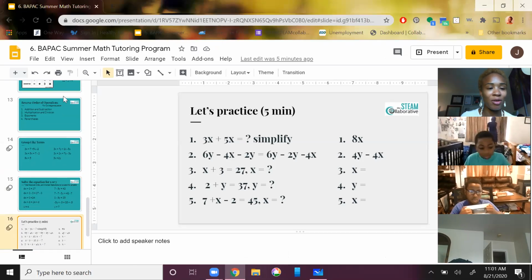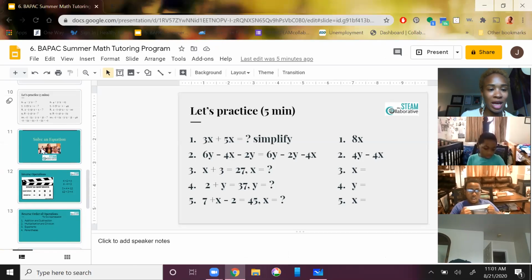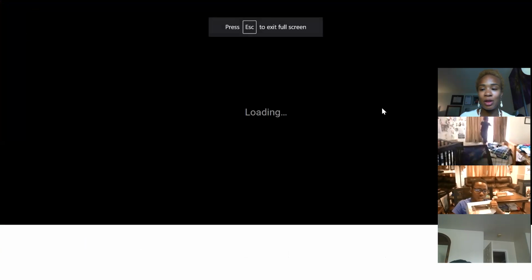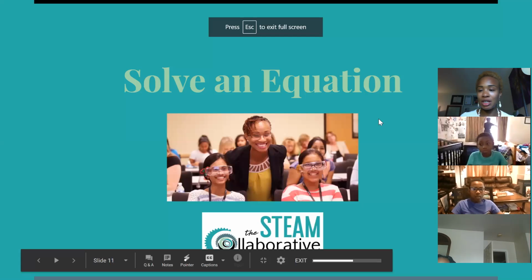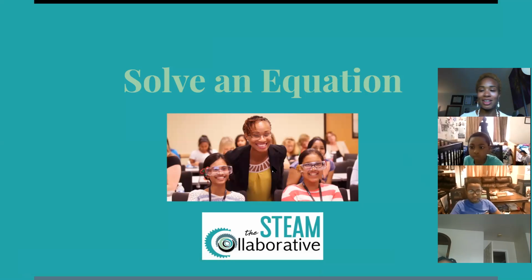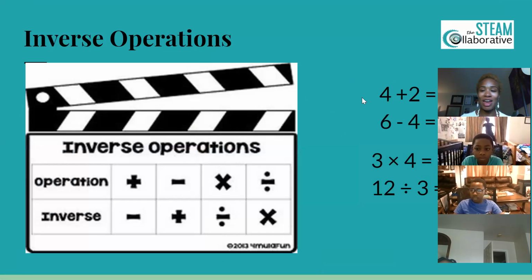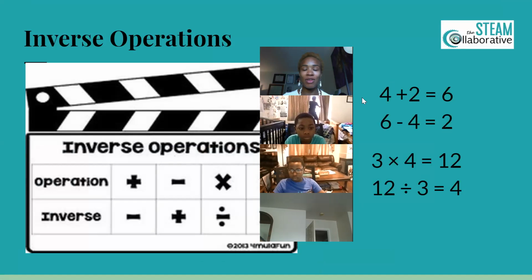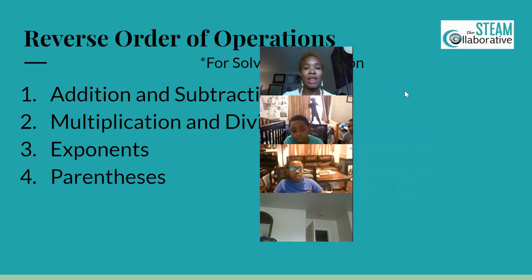We solved it. So today we did solving an equation. And then we had our inverse operations. So instead of adding, you could subtract. And instead of multiplying, you can divide when you're solving an equation. And then you reverse that order of operations. So the things that you did first, like that multiplication, you do after the addition.